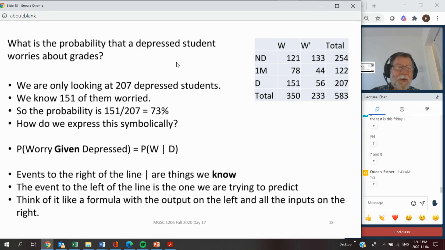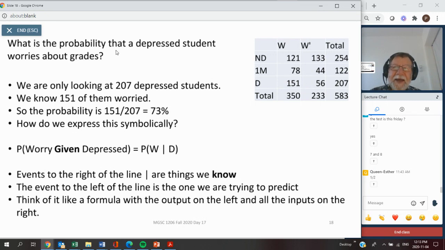If you don't read what I've got there, what would be things that would come to mind of the probability that a depressed student worries about grades? Anybody want to try typing anything? Since you've already read the answer, you probably know what the answer is. No one's typing.